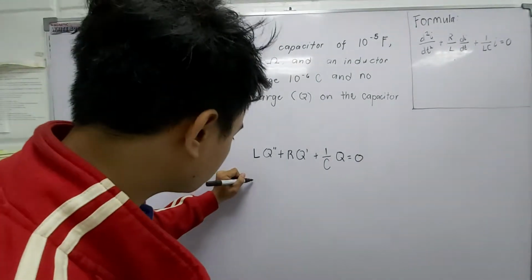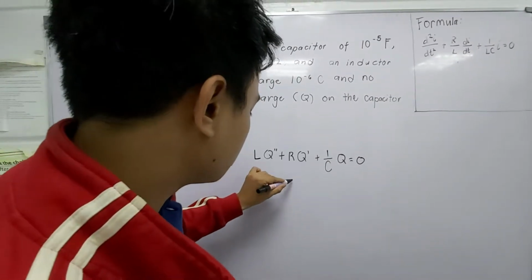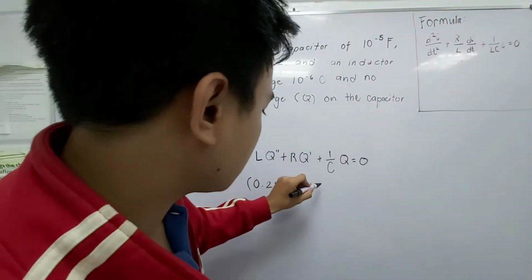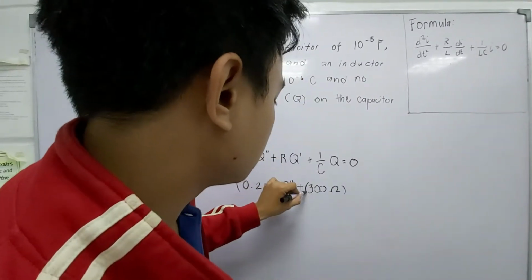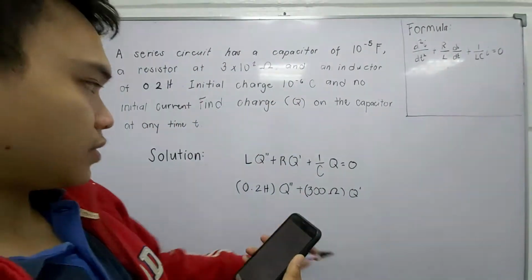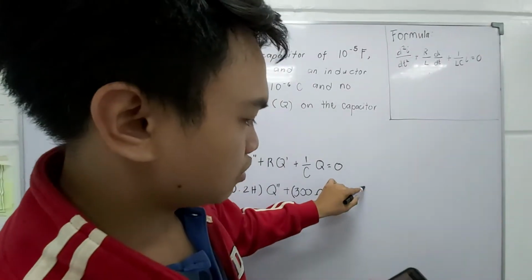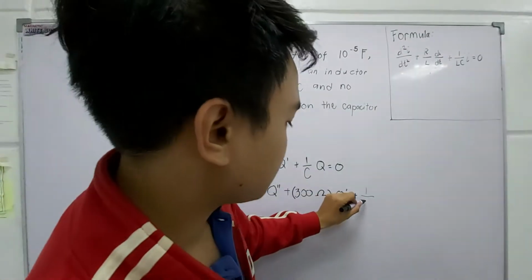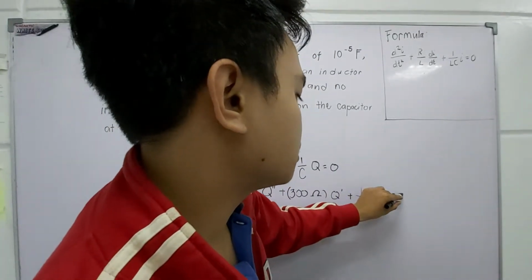L is 0.2 Henry, Q double prime, plus the resistance is 300 ohms, Q prime, and the capacitance is 1 over 10 raised to negative 5, Q, is equal to 0.